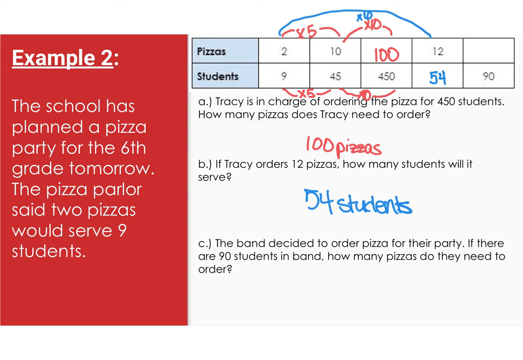The band decided to order pizzas for their party. If there are 90 students in the band, how many pizzas do they need to order? So if I go back to the original amount, I can go from 9 to 90 by multiplying by 10. So I will take the number that corresponds to the 9, which is the 2 pizzas, and multiply that by 10 as well, and get 20 pizzas.